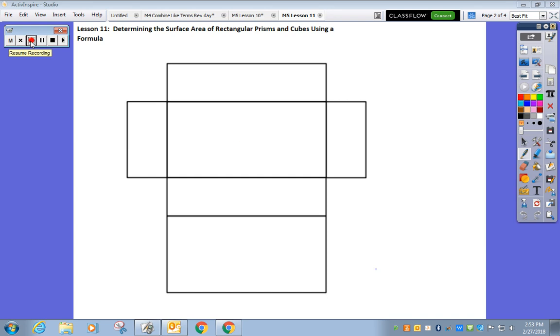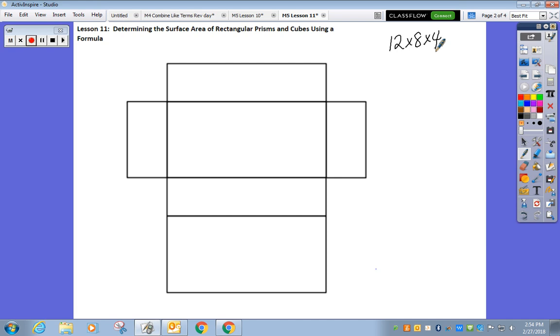Okay, so in lesson 11, we're going to be determining the surface area of rectangular prisms and cubes using a formula. So we're going to start just with a little review here. We're given this net, and we're going to pretend that this is a 12 by 8 by 4 rectangular prism. So what we're going to do is see how we can label this net.